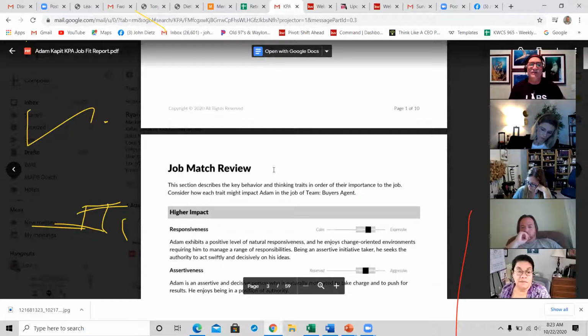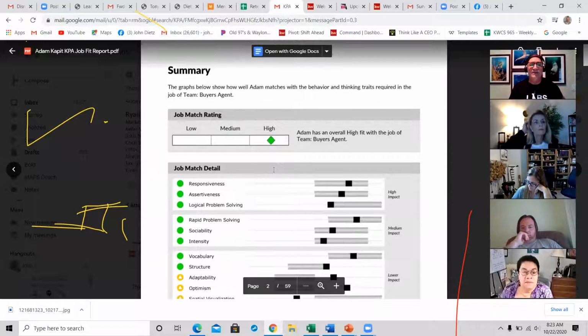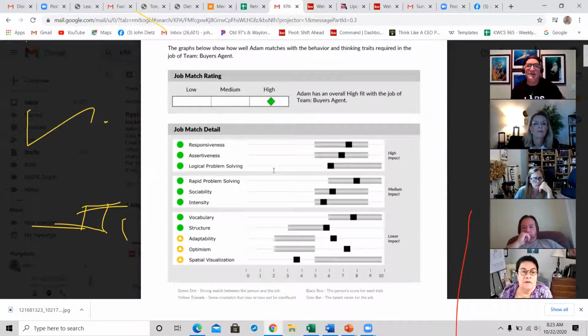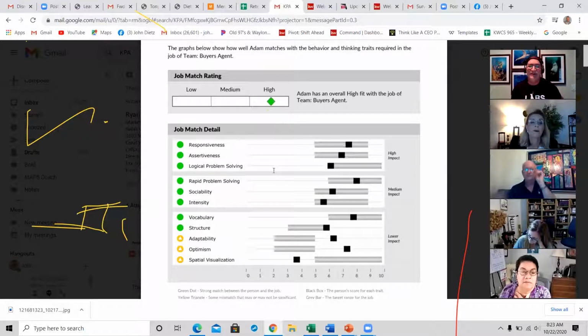So this is an actual job match that we're looking at for a buyer's agent. And is this person a good fit for the buyer's agent? Pretty much. Well, what does the job match rating say? High. They're a very high match. Very high match for a buyer's agent. Absolutely. Now, let's just look at one characteristic here, assertiveness. Intensity.